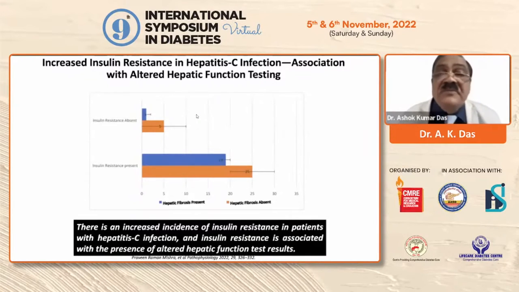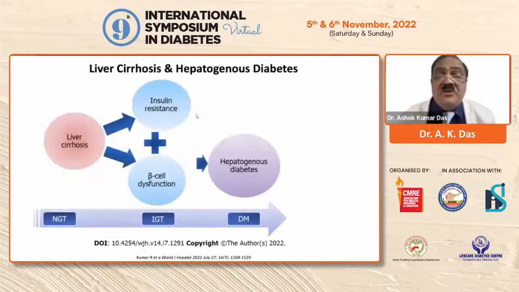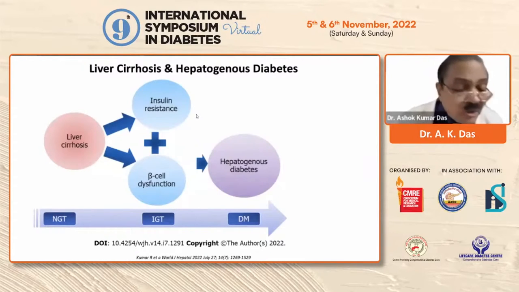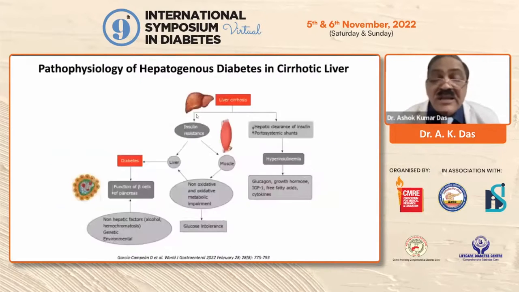Now, it has been shown here that if you look at the increased insulin resistance in hepatitis C infection, one finds that the IR is associated with altered hepatic function testing. Now, liver cirrhosis is a great example of insulin resistance and beta cell dysfunction. And both together can give rise to hepatogenous diabetes, the pathway cycle of normal glucose tolerance, impaired glucose tolerance, and full-blown diabetes mellitus. And a state of impaired glucose regulation caused by loss of liver function as a consequence of cirrhosis is the pathway to produce type 2 diabetes.